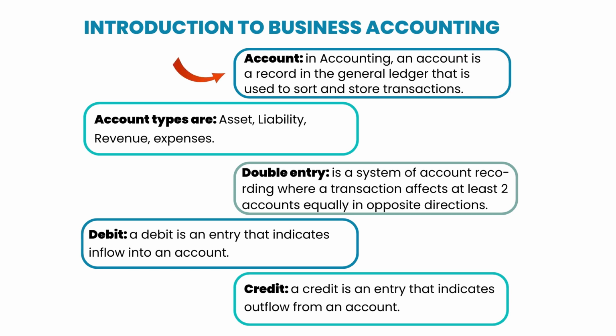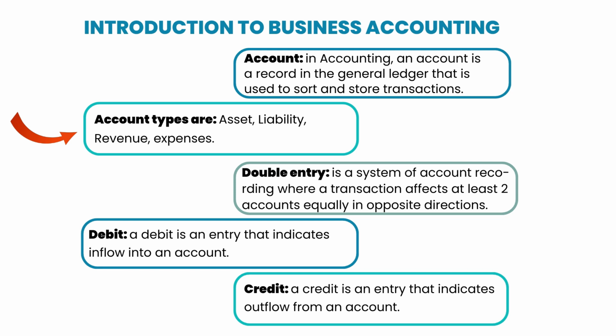In accounting, an account is a record in the general ledger that is used to sort and store transactions. So basically, when we talk about business, it means that businesses must have an account, because an account is like a representation of all the records that they need to keep. And there are different account types. Account types can fall into assets, there can be liability, there are some accounts like revenue, there's expenses, depending on the end game of that particular account. We are going to give examples at the end of these definitions.